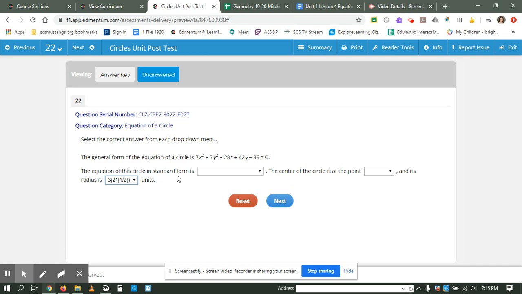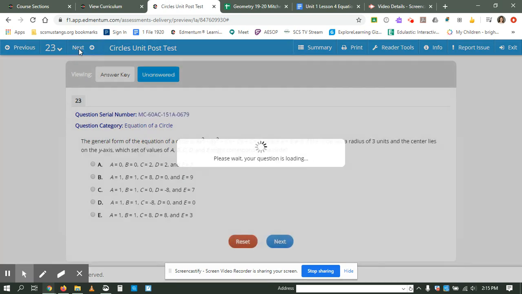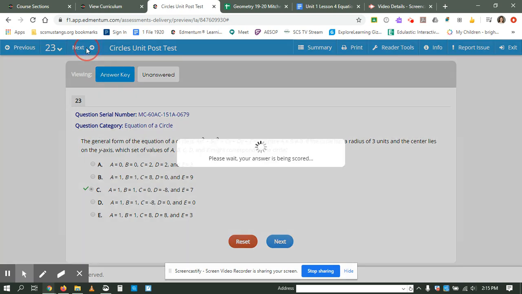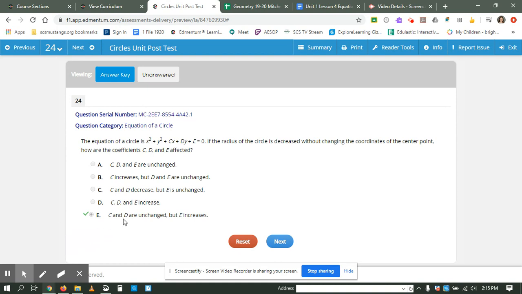Looking at 23, this gets into a lot of theory. So that one is going to be A is 1, B is 1, C is 0, D is -8, and E is 7. And then looking at 24, C and D will stay unchanged, but E is going to increase. So that will help you get through the problems that you may see for these.